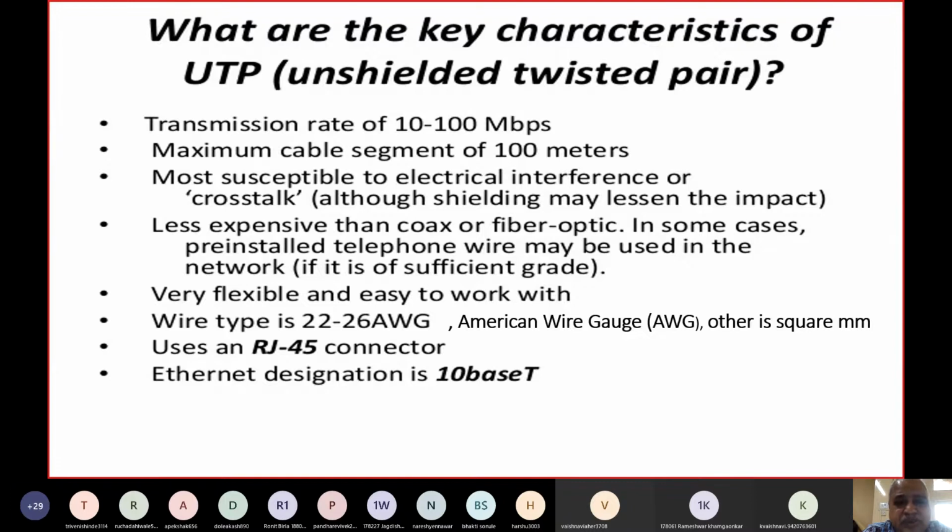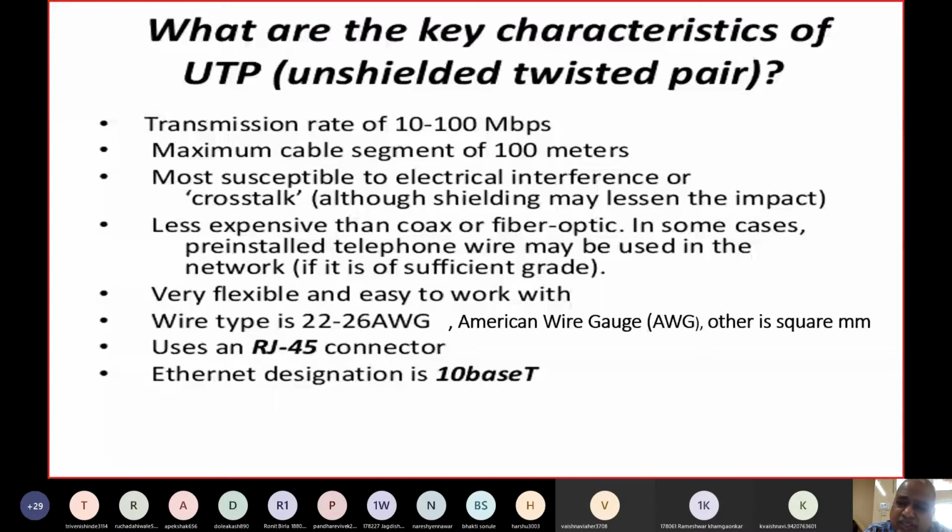In some cases, pre-installed telephone wires may be used in the network if sufficient. If the wire grade, the quality, is good, you can even use pre-installed telephone wires. But mostly nowadays we only use Cat5 cables or Cat6 cables. Very flexible and easy to work with. Wire type is about 22 to 26 AWG. AWG stands for American Wire Gauge.